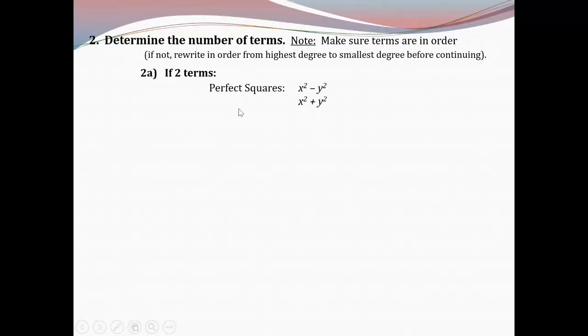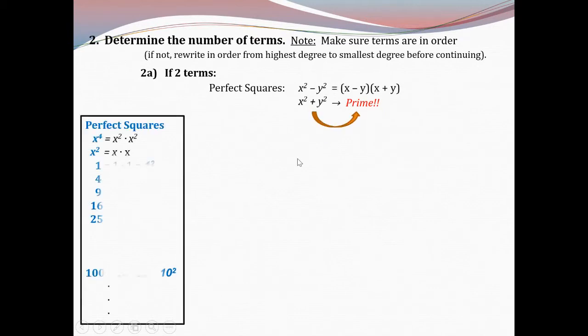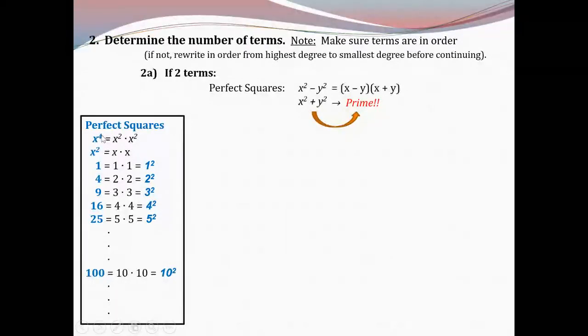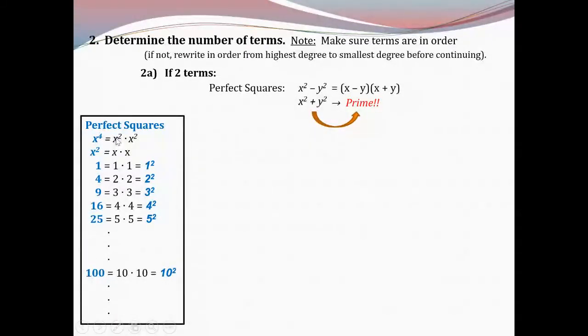Okay, now, so I'm repeating from the handout, right? So it's prime. If it's plus, it's prime. So here we go. These are perfect squares. For example, x to the fourth is a perfect square. Why? Because x squared times x squared will give me x to the fourth.